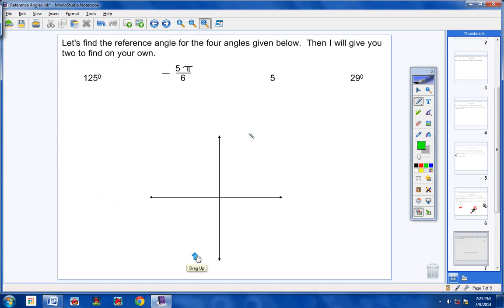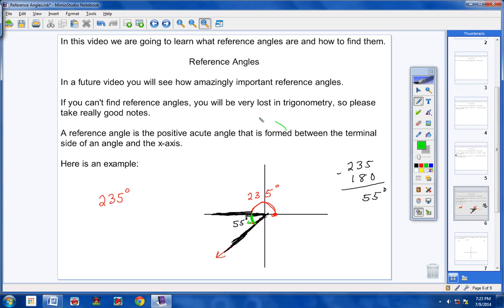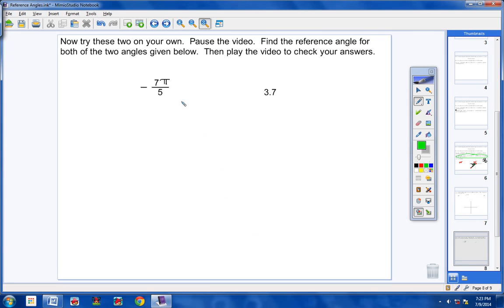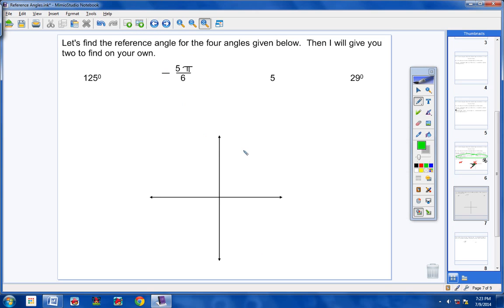So that's an example of what this definition is saying right here. Okay, now take some really good notes, please. We're going to do 4 of these together, then you'll do 2 on your own, and then we'll be finished with the video. Alright, so here we go. I would like you to find the reference angle for 125 degrees. So we're going to estimate 125 degrees. We know from here to here is 90, and then 35 degrees more would be about right here.